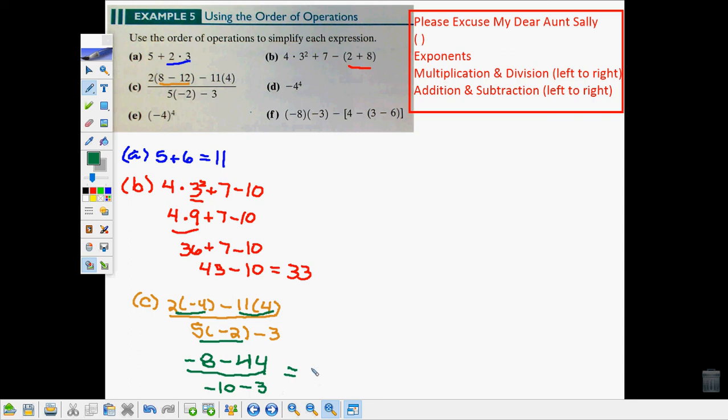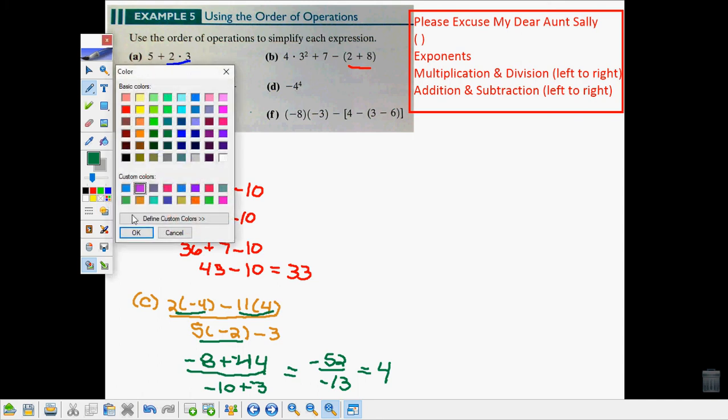Now before you do the last step, the division, you want to clear the top, simplify it completely, then simplify the bottom, and then complete it. So a negative 8 plus, we can change this to plus a negative 44, gives us a negative 52. Then on bottom, a negative 10 plus a negative 3 gives us a negative 13. Now we're going to divide. Negative divided by negative gives us a positive. 52 divided by 13 is 4. So that would be the answer to part C.